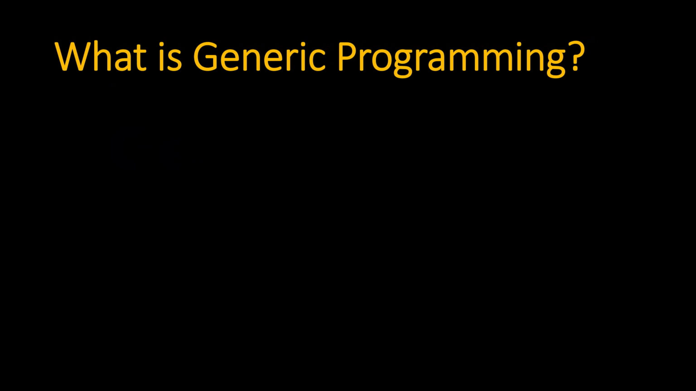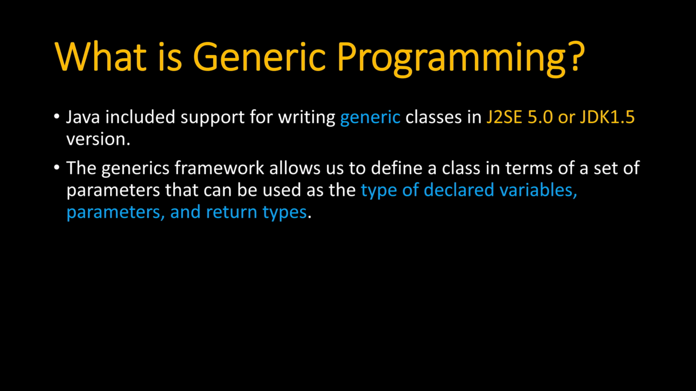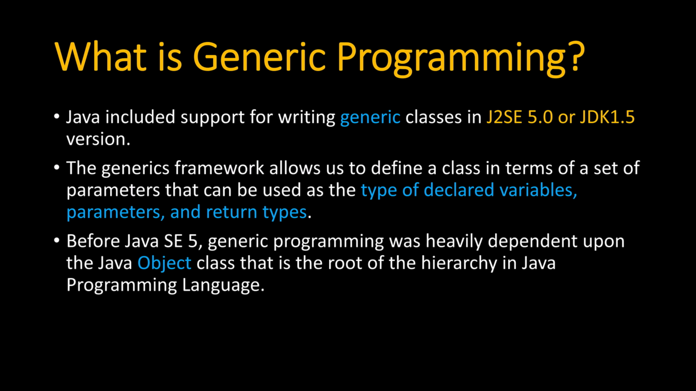What is generic programming? Java included support for writing generic classes in Java SE 5.0, or JDK 1.5 version. The generics framework allows us to define a class in terms of a set of parameters that can be used as a type of declared variables, parameters, and return types within the class.